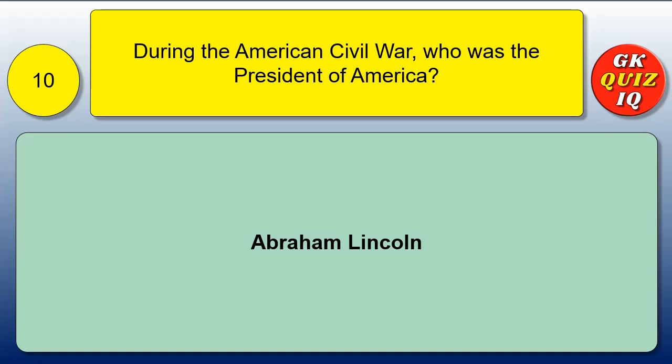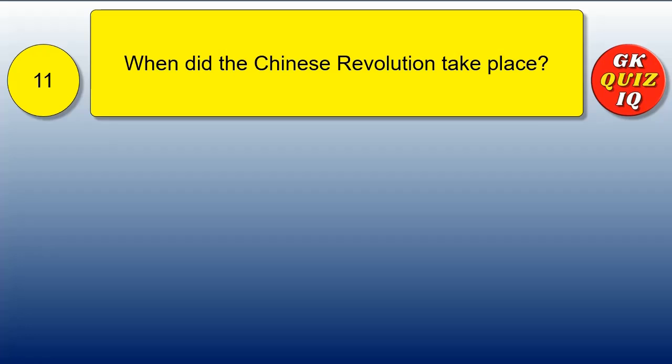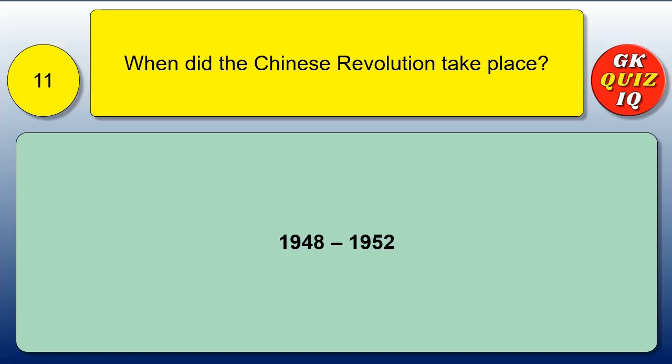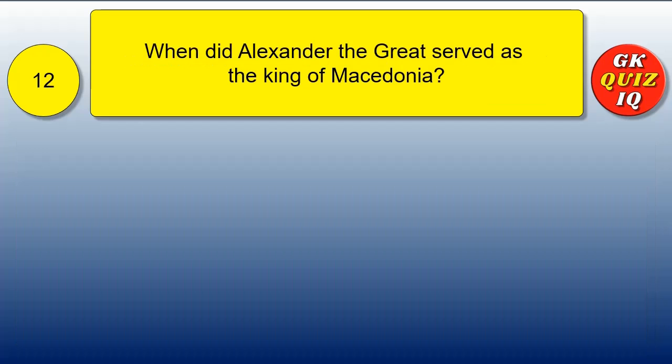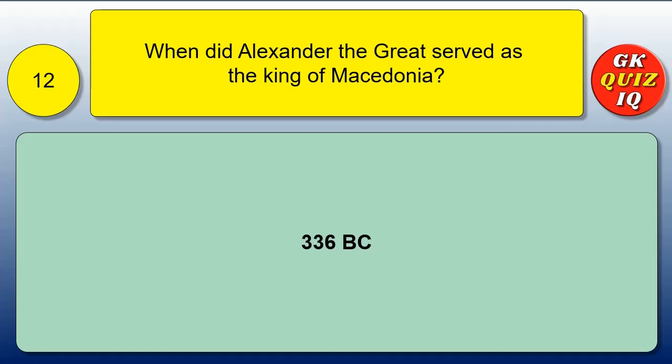During the American Civil War, who was the President of America? Abraham Lincoln. When did the Chinese Revolution take place? 1948 to 1952. When did Alexander the Great serve as the king of Macedonia? 336 BC.